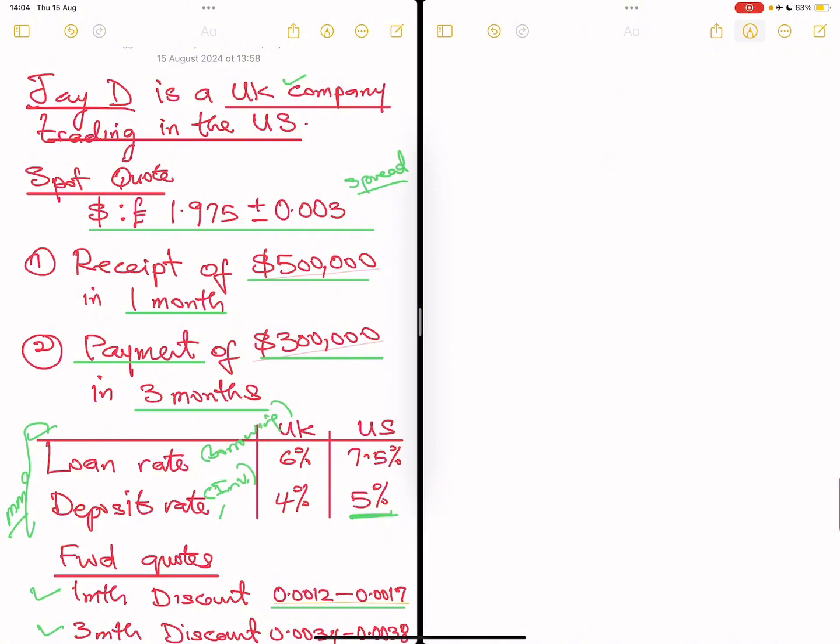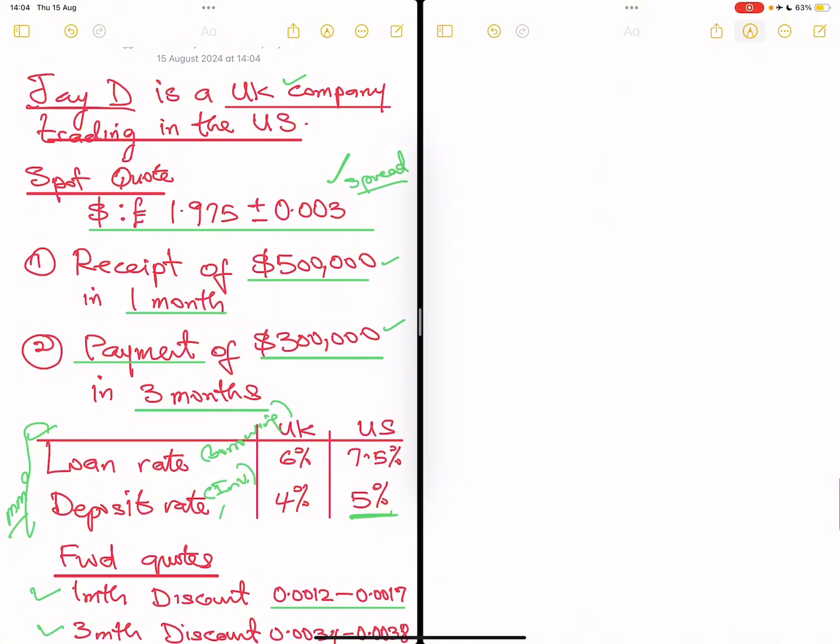JD is a UK company trading in the US. Spot quote has been given, and at that spread, you can see we need to convert that to a standard rate. So we need to calculate how much all of this will be in our local currency, because the guy is meant to receive $500,000 in a month's time.